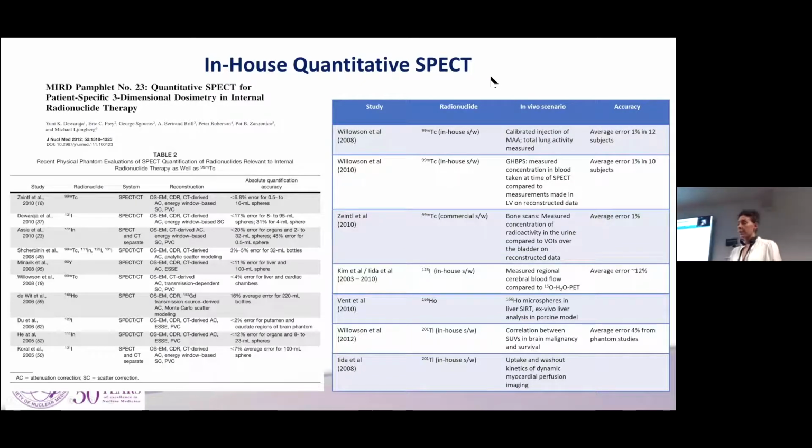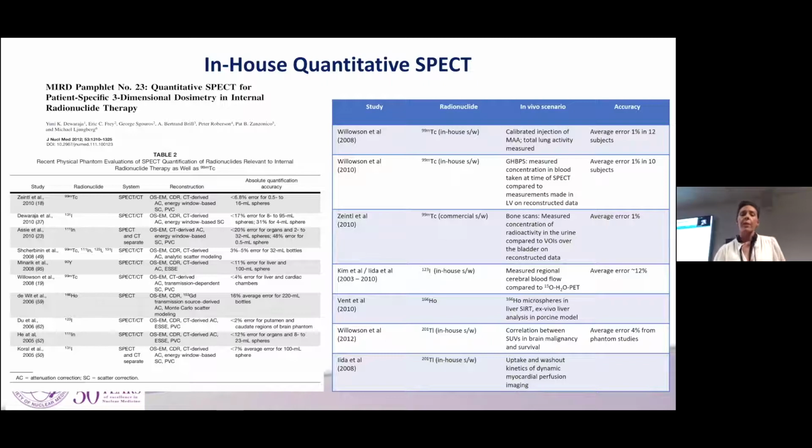Usually for in-house quantitative SPECT, we'd be hoping to recover concentration measures in large warm areas of concentration to within 5% of the true values. This, of course, breaks down as we move towards hot areas of concentration that are contained within a small structure. And the accuracy will depend on how the algorithm is taking into account resolution modelling or perhaps post hoc recovery coefficient measures as well.